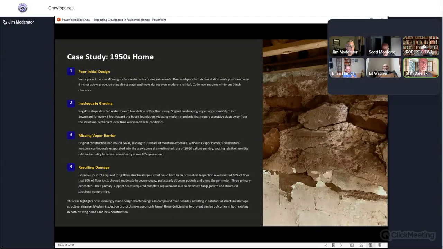I'm sure that can happen, but that's not on a regular basis, at least in my experience, because in some of these crawl spaces, I'll pick up the soil and it's almost like sand. It's so dry, dripping through my hand.